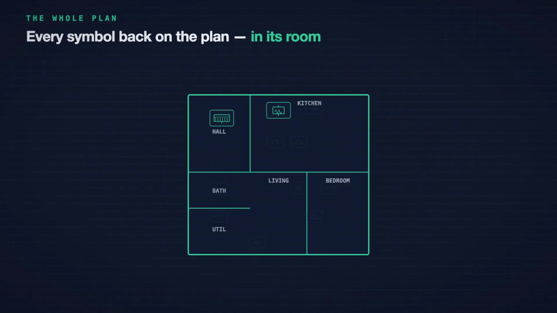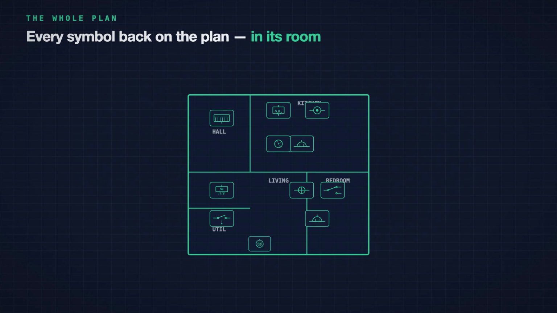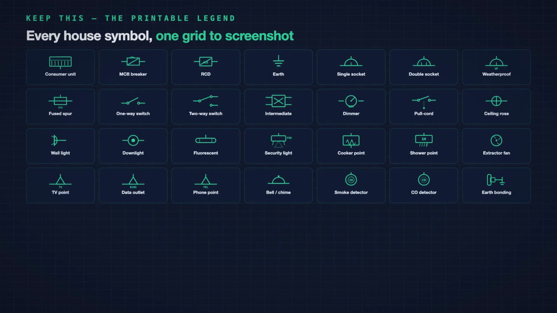Now watch what happens when we drop every symbol back onto the plan in its room. The board in the hall, the cooker point and downlights in the kitchen, the shower point and pull cord in the bathroom, the sockets and two-way switches in the bedroom, the TV point, dimmer, and smoke detector in the living room. Suddenly, it is not scribbles. It is a house you can read at a glance.